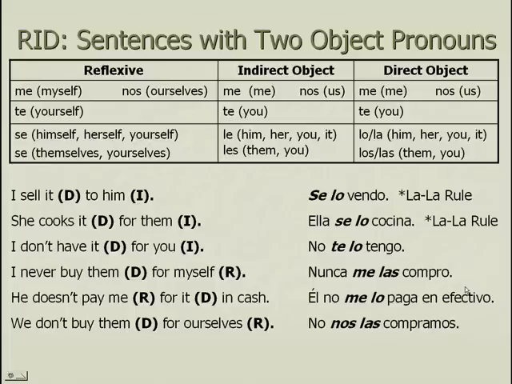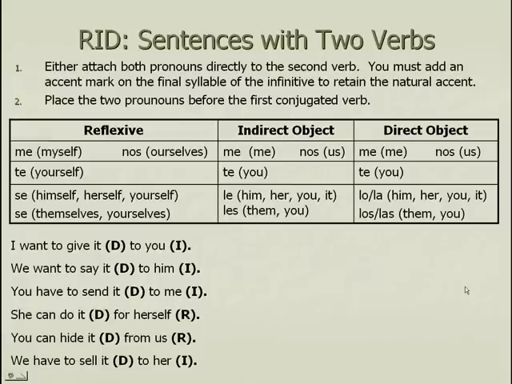If you look at the chart above, it actually isn't that tough. It's just memorizing it. Okay, now we're going to cover RID sentences with two verbs. So either A, attach both pronouns directly to the second verb. If you do this, you must add an accent mark to the final syllable of the infinitive in order to retain the natural accent. Or you can place two pronouns before the first conjugated verb. So each one of these is going to have two examples.